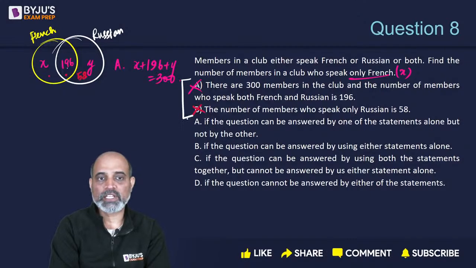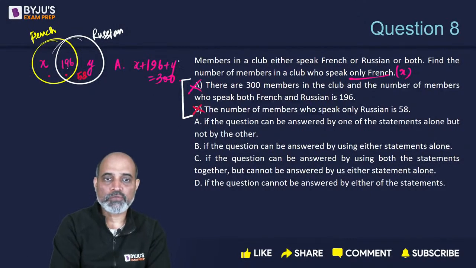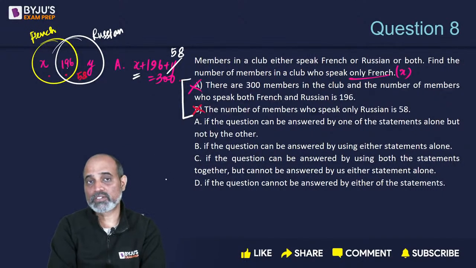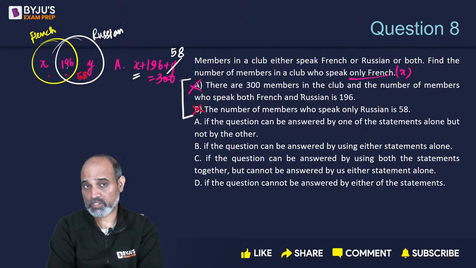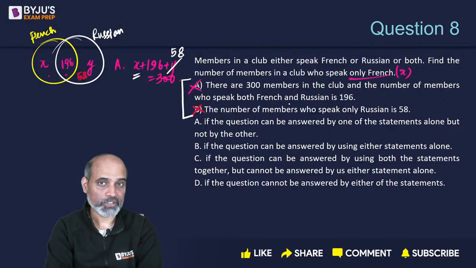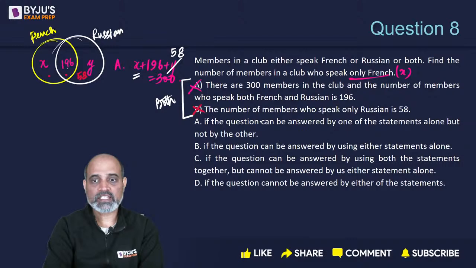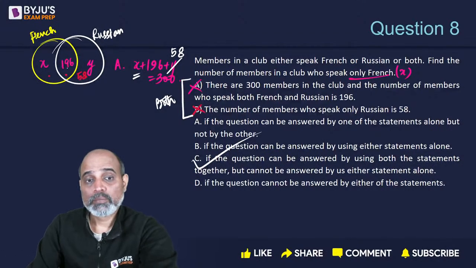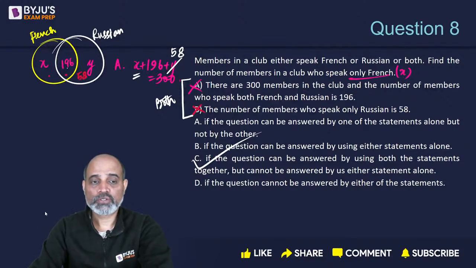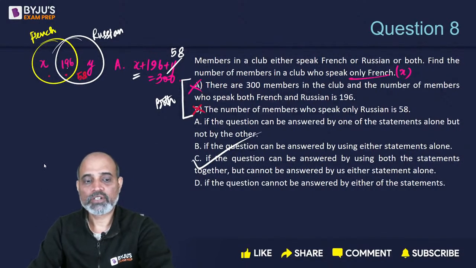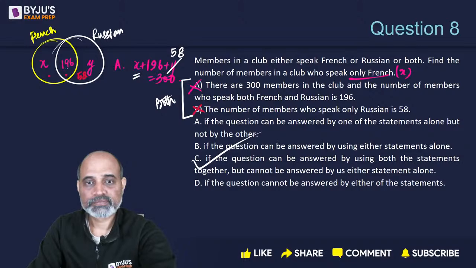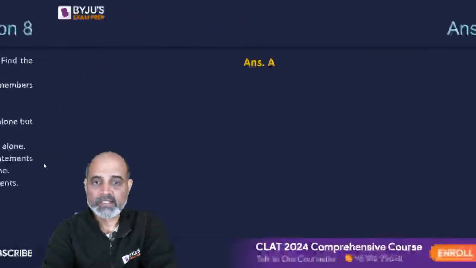But if we club them together, we now know that y is going to be 58, and we will be able to calculate x. So we can answer how many people speak only French by using both these statements. Using both statements together and not one of them, it's going to be option C.